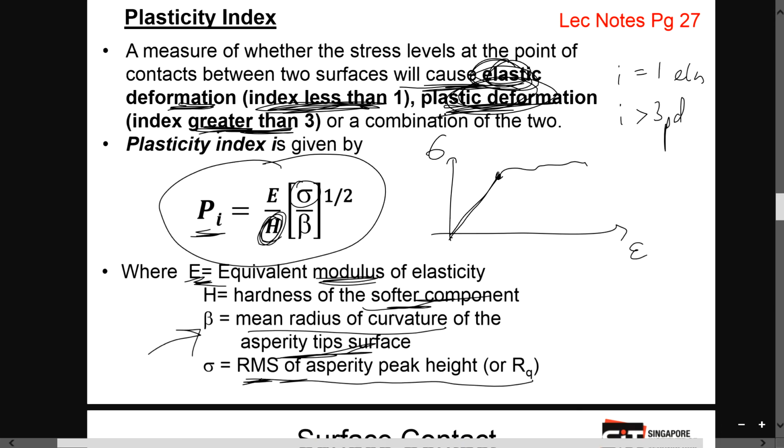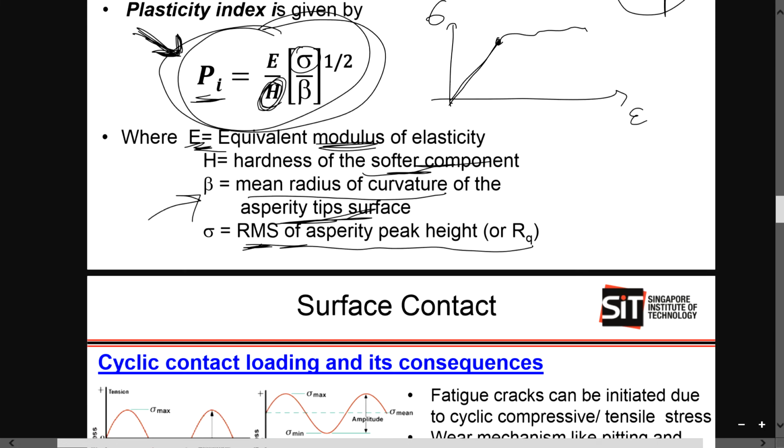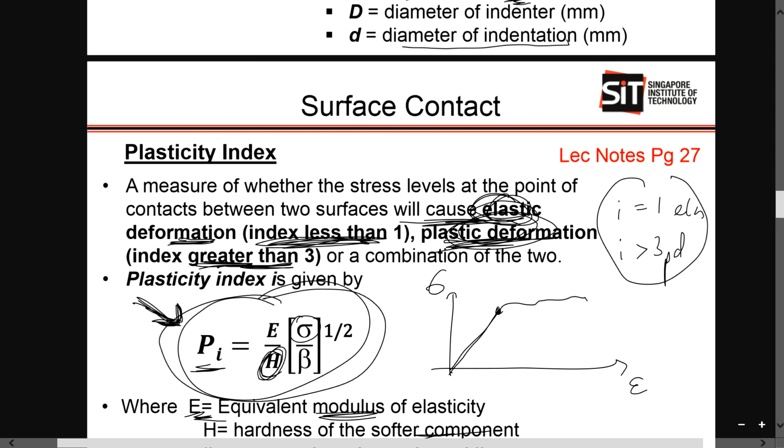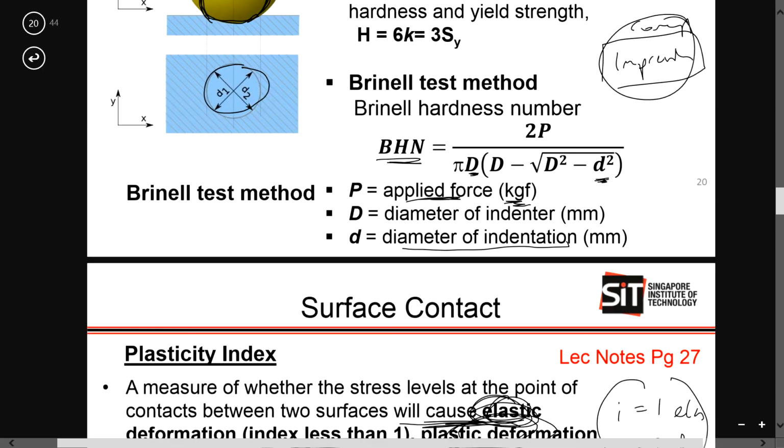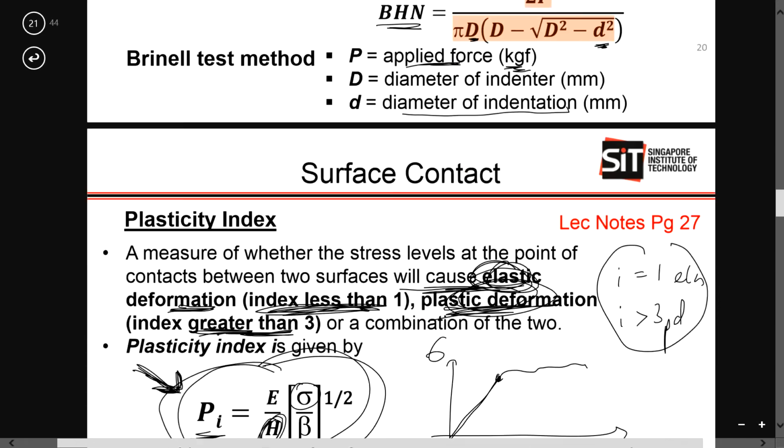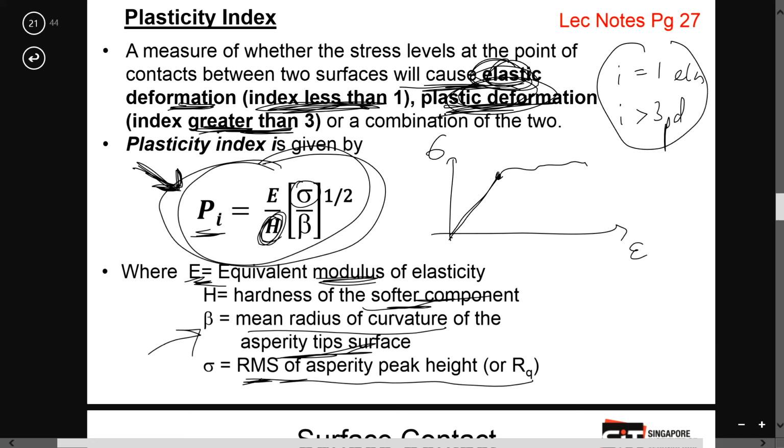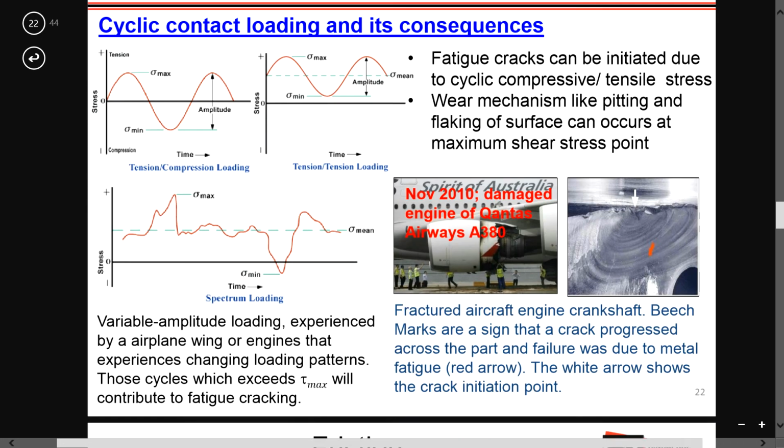The important thing is that you need to know the plasticity index, the criteria, and also how to sub in the formula. How to derive the meaning, I'll leave you to think about it in the future if you need. So if you were to sub in, H is the hardness of the softer component. You're going to sub in the amount of applied force and the Young modulus of the material. Never mind, I'll leave you to think about it.